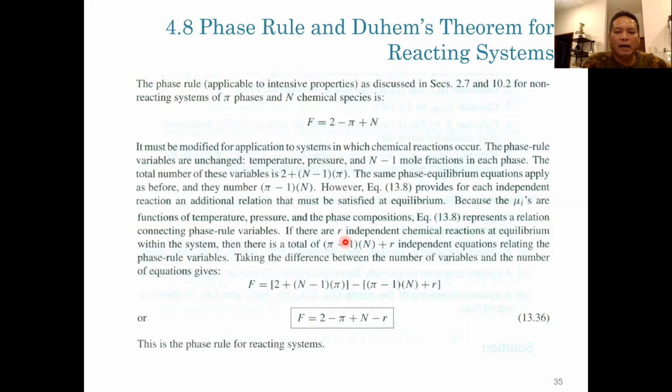What is R? R is the number of independent chemical reactions at equilibrium within the system. So there is a total of pi minus 1 times n plus r, and we can simplify that. We have a very similar equation except minus r, where r is the independent chemical reactions at equilibrium in the system.